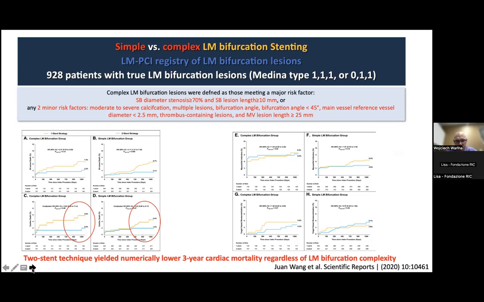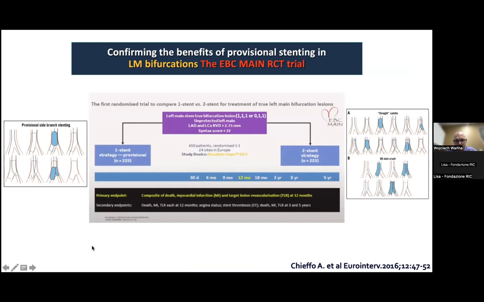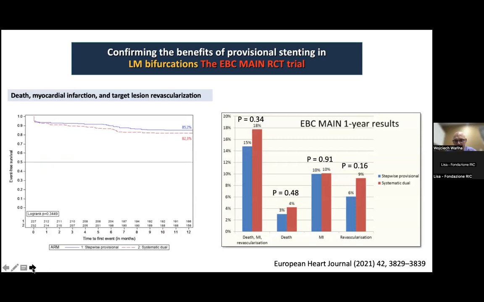However, over here, the authors compare simple and complex left main bifurcation. The first study, which assessed left main bifurcation disease as a randomized controlled trial, is the EBC MAIN randomized controlled trial, which was published in 2016 in EuroIntervention. That study compared patients who were treated by one stent technique, defined as the provisional PCI technique. And the second arm in that study was two stent strategy, which was culotte or DK mini-crush. And the 12-month follow-up showed that there was no significant difference in the composite endpoint of death, myocardial infarction, or revascularization.